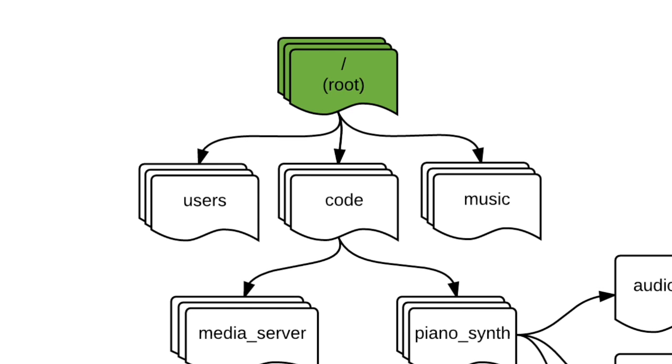Another term you'll hear is sibling. With our eyes fixed on the code directory, we can say that users and music are both siblings to the code directory, and all three share the same parent node, which is the root.